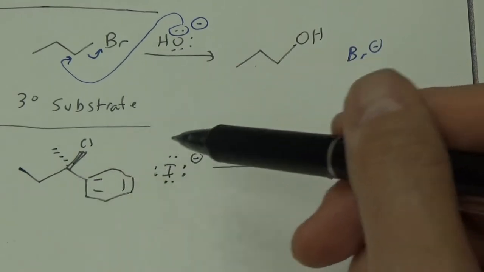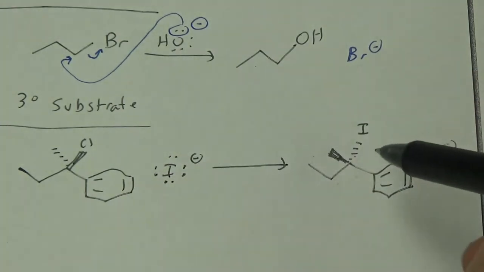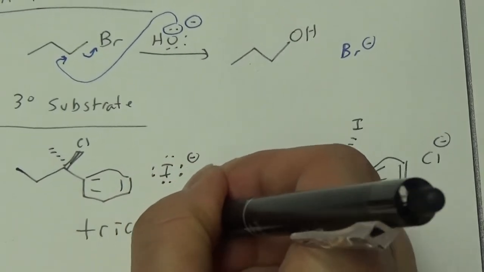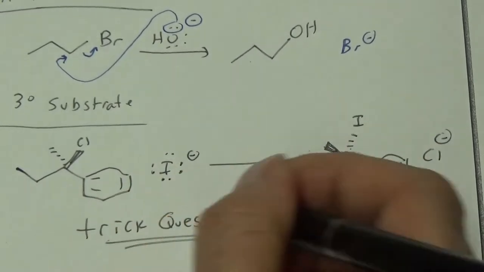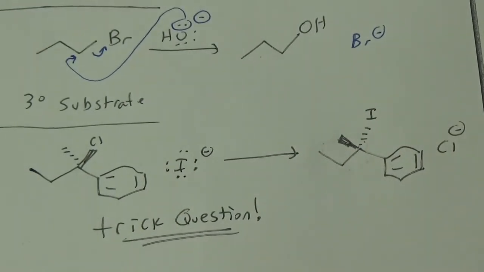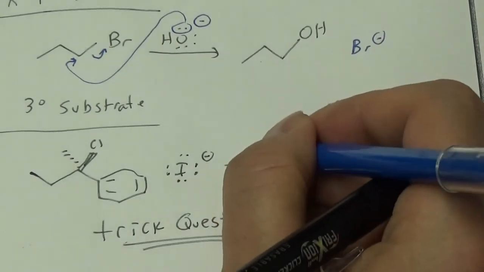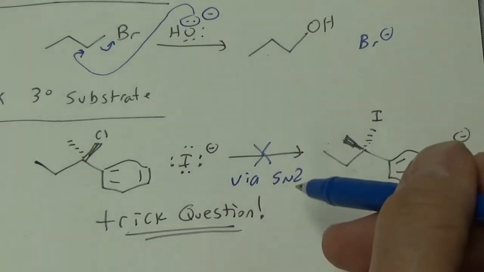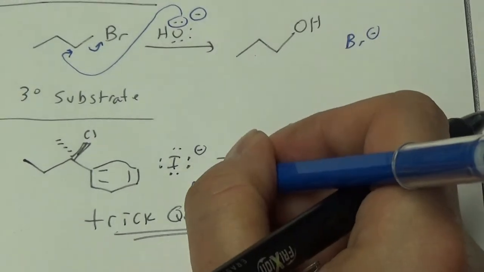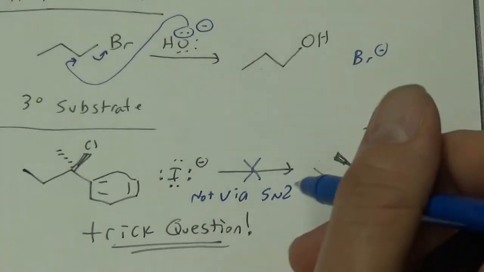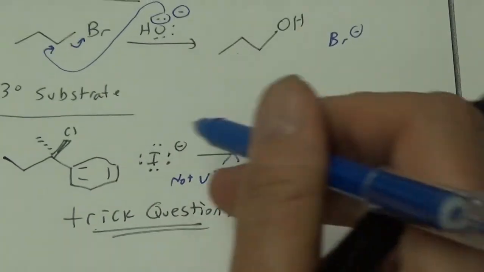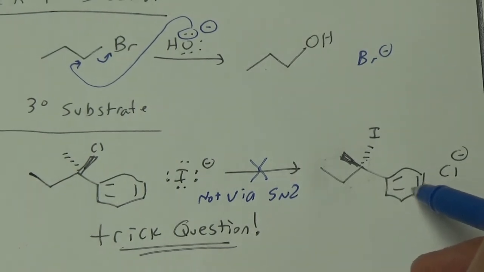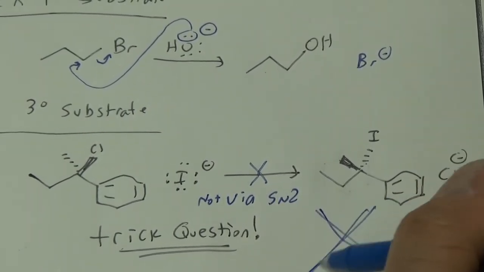I mean, it looks kind of like, oh yeah, iodide attacks, kicks off the chloride, now you get an inverted product. Well, this is a trick question, because what did we say about tertiary before? We said tertiary does not undergo SN2, and that's true. This does not happen via SN2. There is something that happens via SN1, but that's next chapter. So yes, this kind of does happen, it's just not through the SN2 reaction, and SN2 is what would give you the inversion. So let's defer this one until the next chapter.